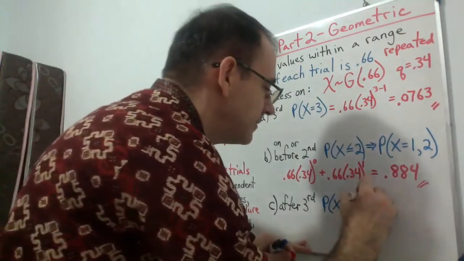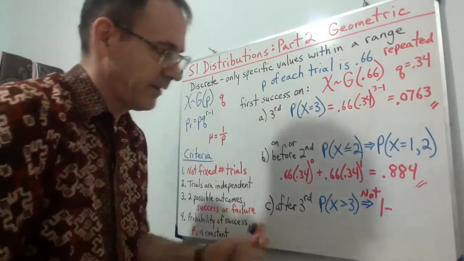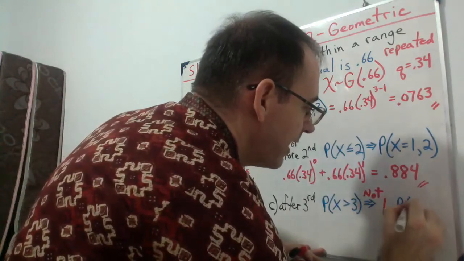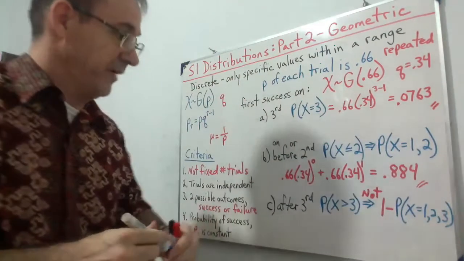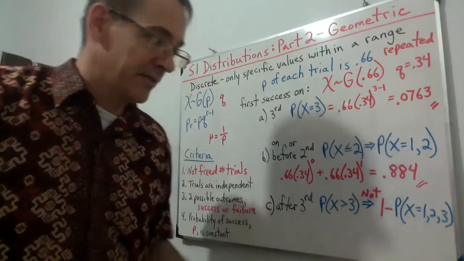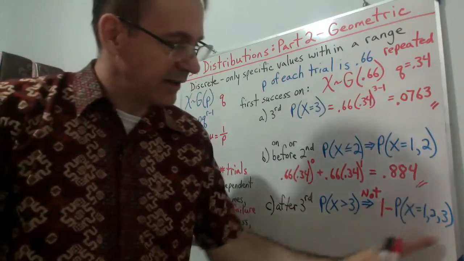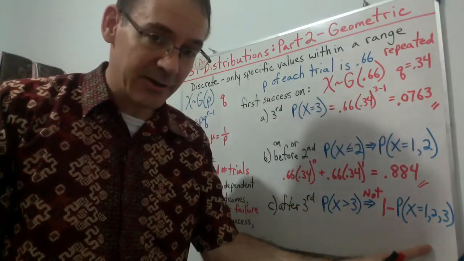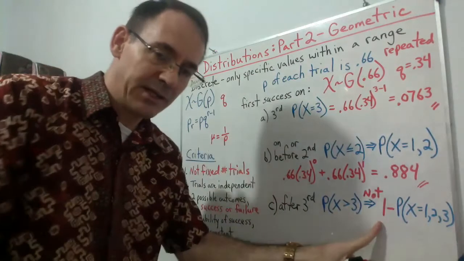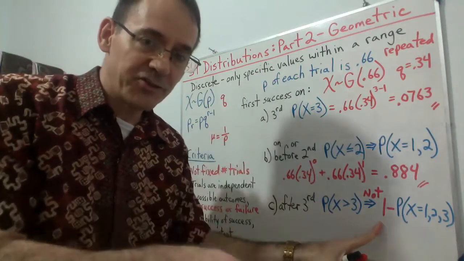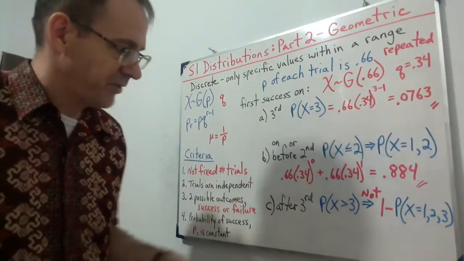not, which is our 1 minus the probability that x equals 1, 2, or 3. So if it occurs after the third, then that means it does not occur on the first, second, or third. So we calculate those 3, because it's a lot easier to calculate 3 than indefinite, and then subtract it from 1. As we saw in the concepts part, the total distribution probability equals 1. So 1 minus the not is our value.